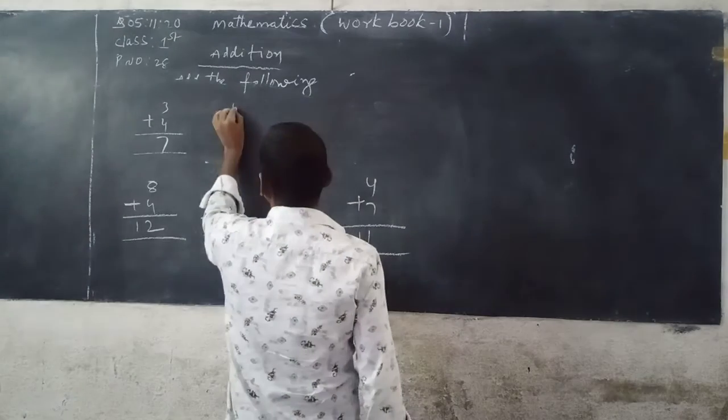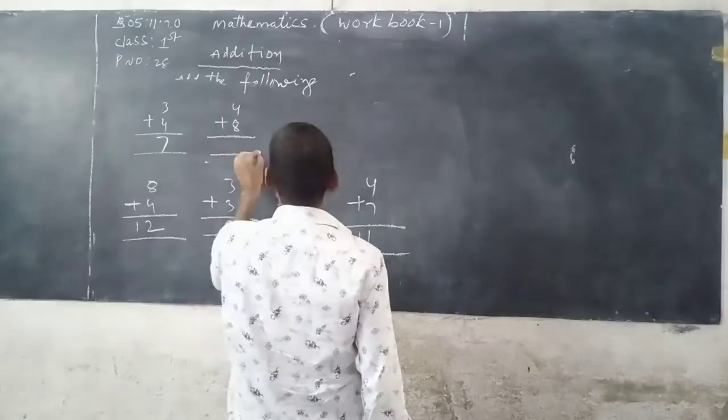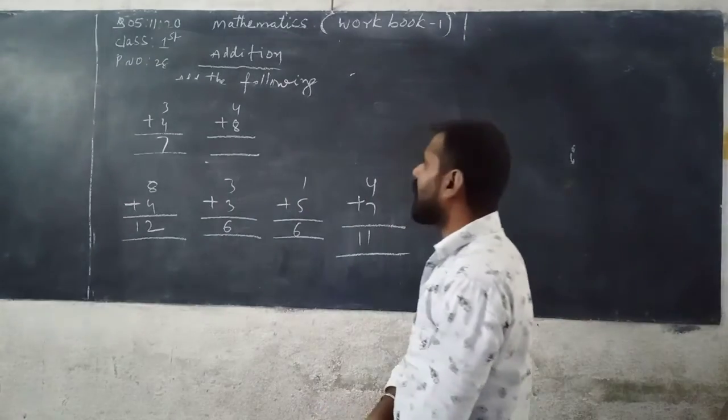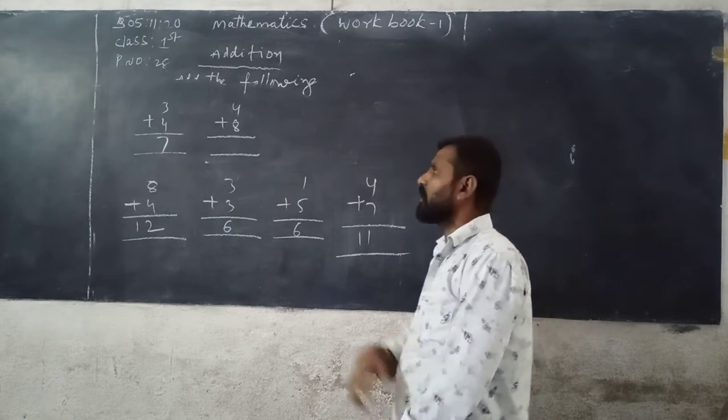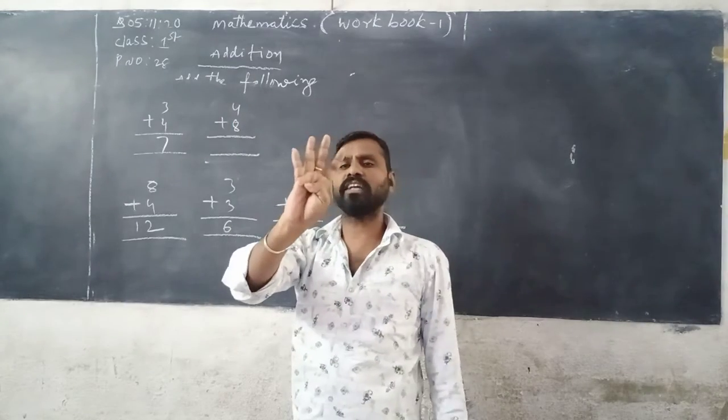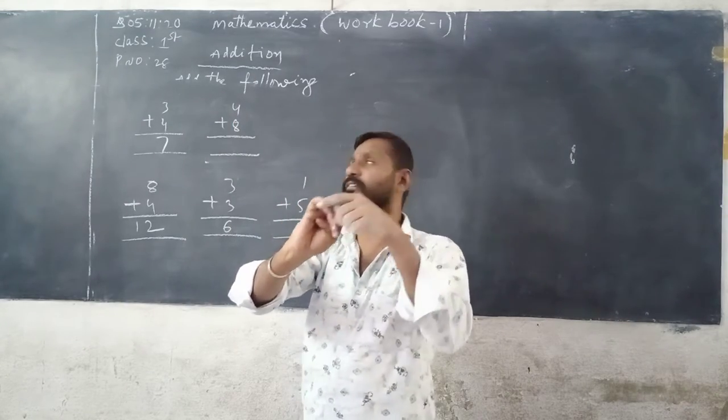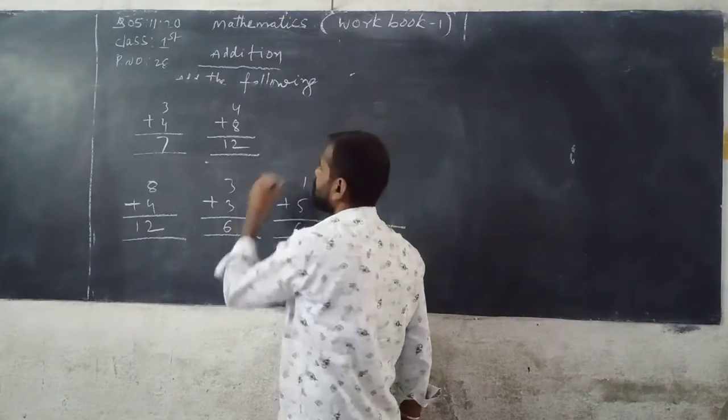4 plus 8. 8 is the bigger number, no? Keep the bigger number 8 in your mind and take how many fingers? 4 fingers in your hand. You can count 8, after that 9, 10, 11, 12. 4 plus 8, you get 12. 12 is a 2-digit number.